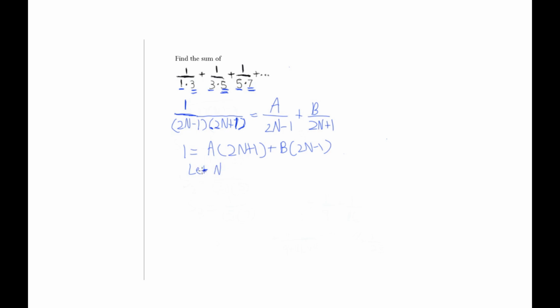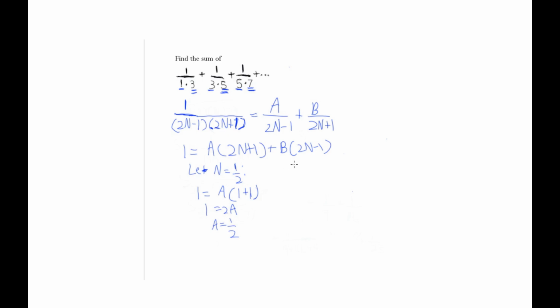Okay, so the first one. Normally I cancel out the b and solve for a first. So what plugged into n will make b 0? 1 half. So let n equal 1 half. 2 times 1 half is 1, and 1 minus 1 is 0. Then 1 plus 1 is 2, so our a value is equal to 1 half.